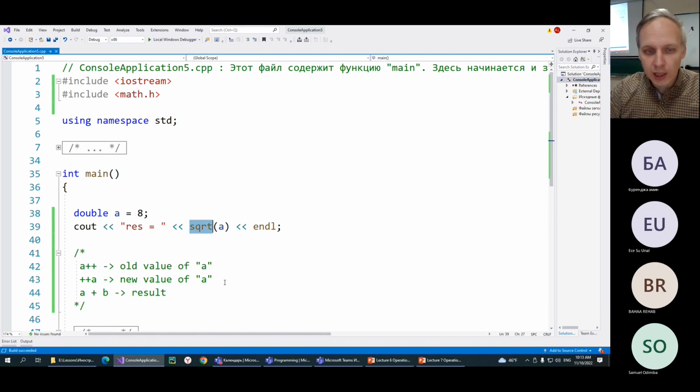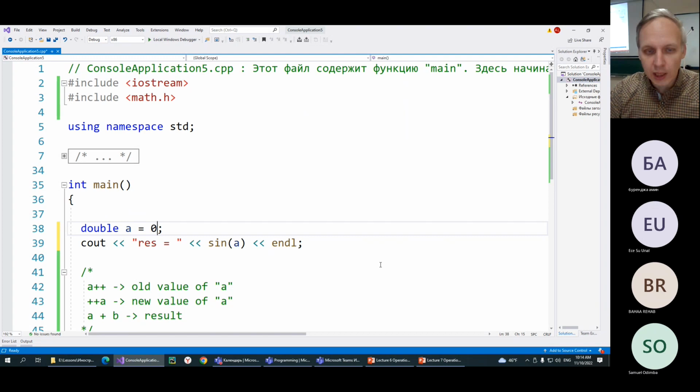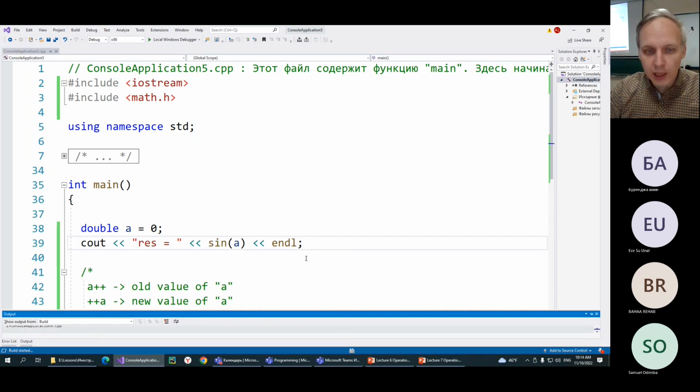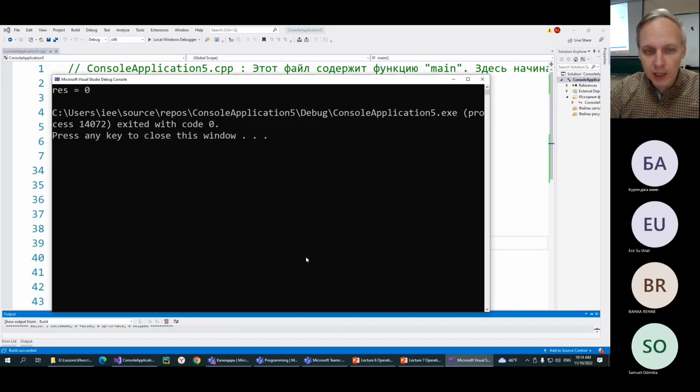Also very important functions are sinus and cosine. For example, if a is 0, what is the sinus of 0? Any other ideas? Sinus 0 is 0.